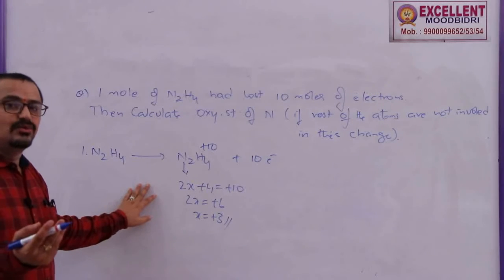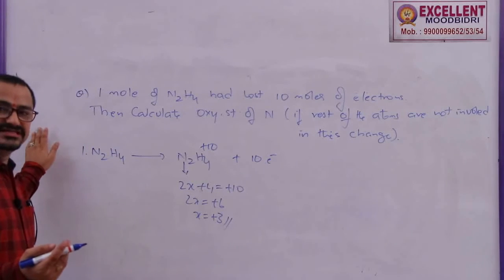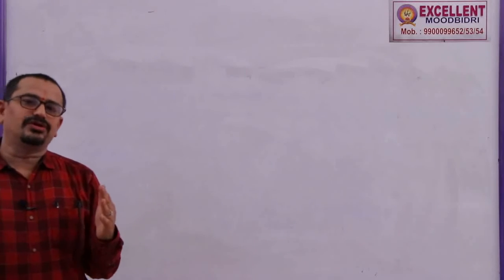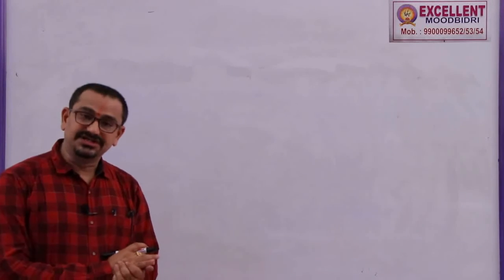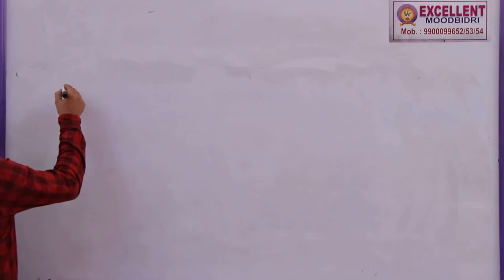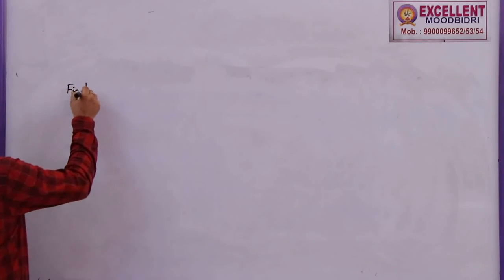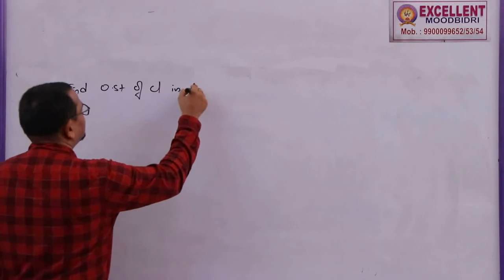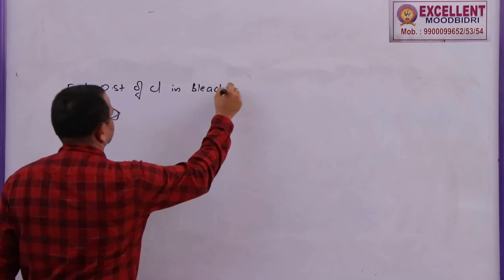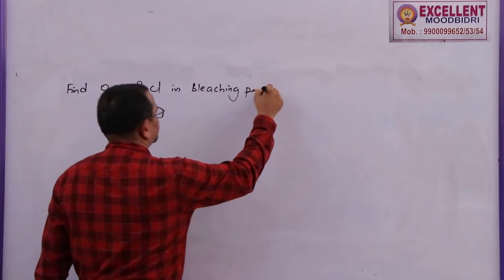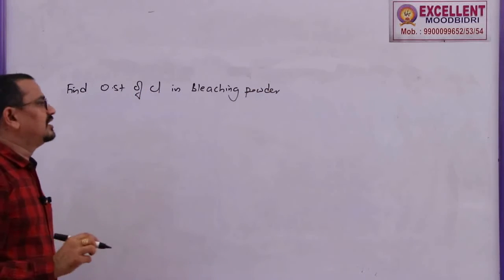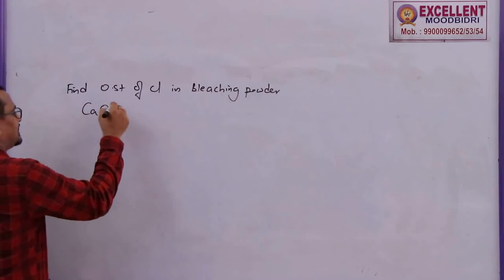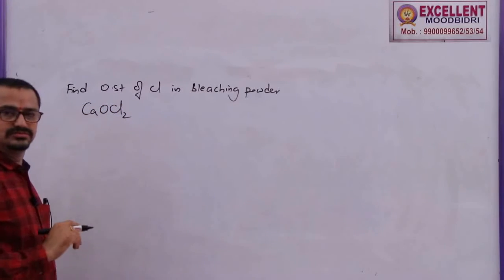Right? Let us see one more question based on these relations. Let us discuss some more numericals based on oxidation state. Suppose they ask us to find the oxidation state of chlorine in bleaching powder. So immediately we have to go to the concept of bleaching powder. Bleaching powder is usually given as CaOCl2.